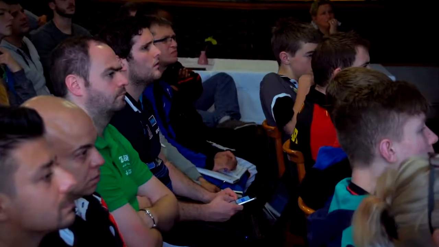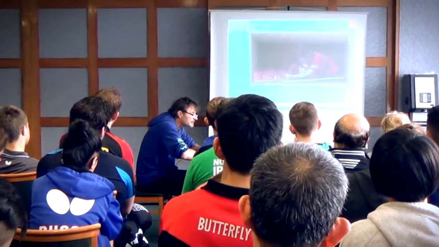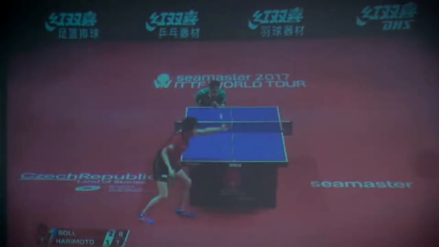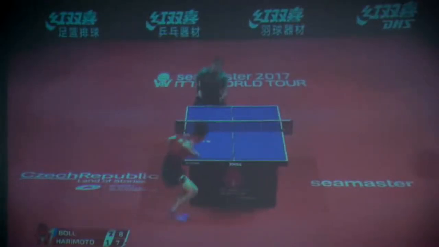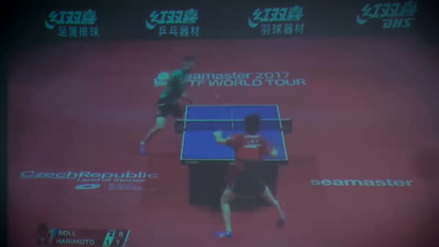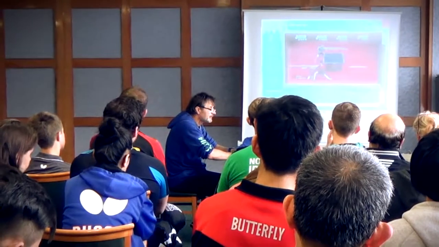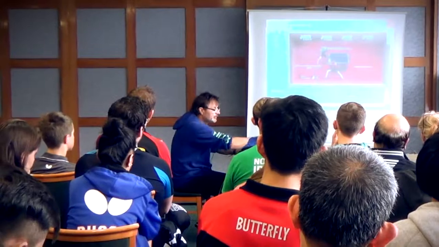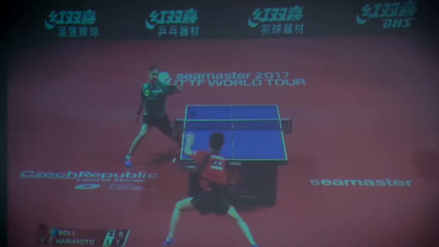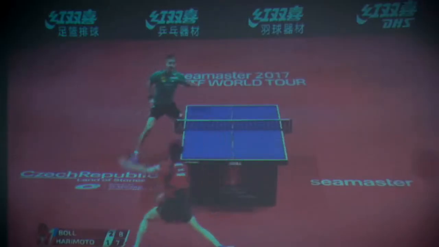Look at how Harimoto played that point. Okay, I will go a little bit slow motion. Okay, now we can go. Look at the short forehand. He goes there. Now Timo plays him out, hop, you see? Okay, we go back. Look at the situation. He's completely out, yes? In some way, he put the ball on the table.